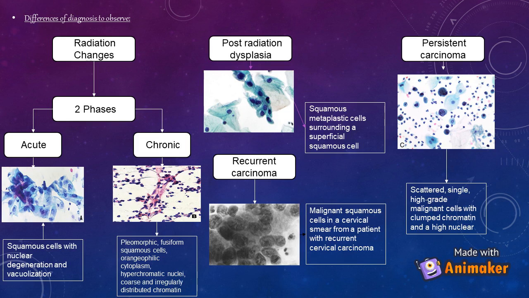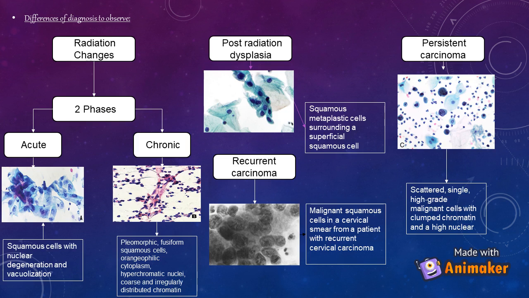Firstly, the radiation changes, which consist of two phases: acute radiation changes and chronic radiation changes. Acute radiation changes develop within 2 days after radiotherapy. Then they can continue for 6 to 8 weeks and disappear gradually subsequently. They can affect the malignant cells as well as cervical and vaginal epithelium.